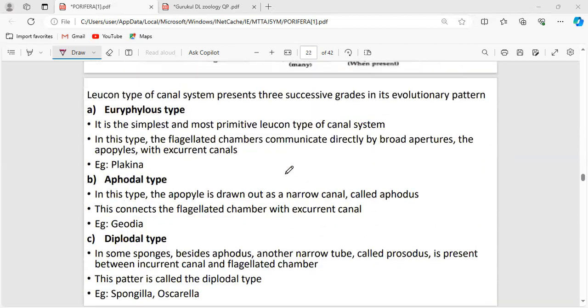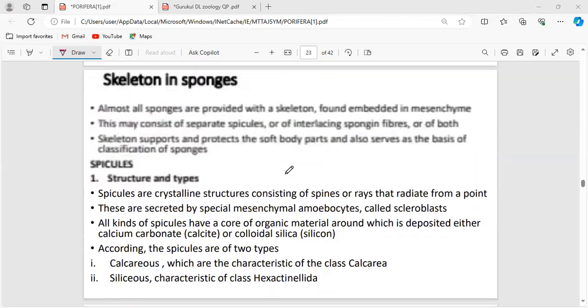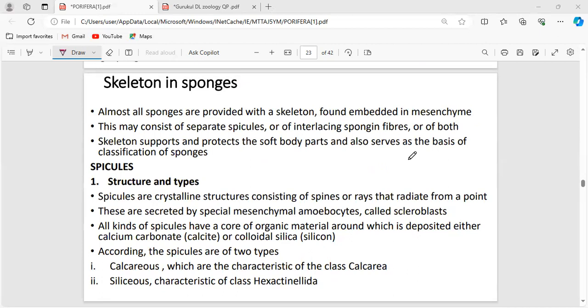Okay, that's all about the questions. Let us skip to the skeleton of sponges.